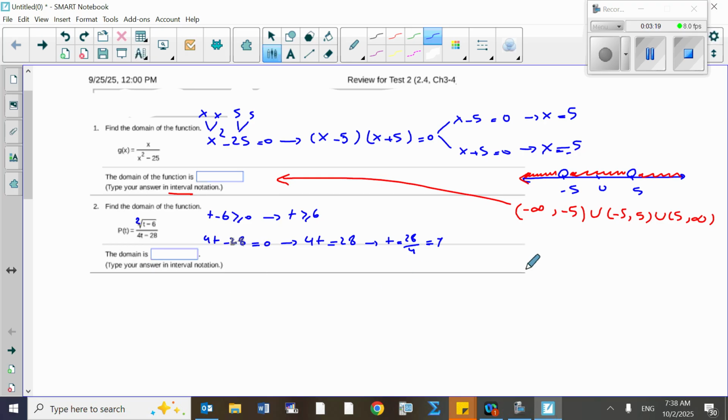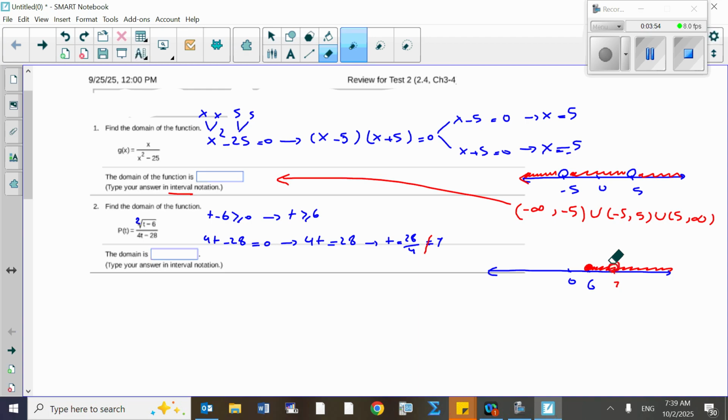So let's show it on the number line, see what we have. The first part, all the t values which are greater than or equal to 6. So let's say this is 6. So everything greater than or equal will be this part. But on the other hand, t should be not equal to 7, basically, because this is the value that makes the denominator undefined. So I'm going to mark 7 here. Let's say 7 is here. There is an open circle here. This is what we don't need in our domain. So I'm going to erase this part.